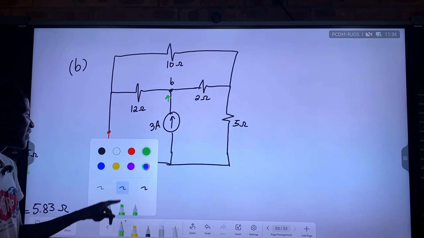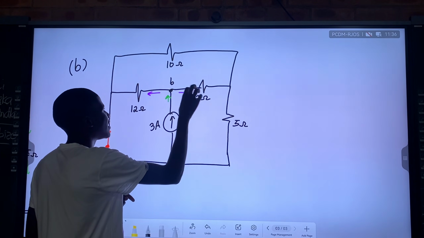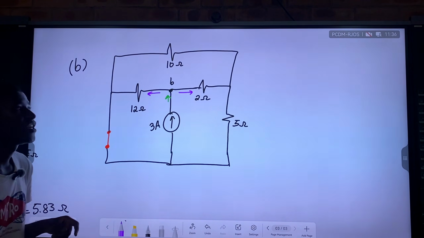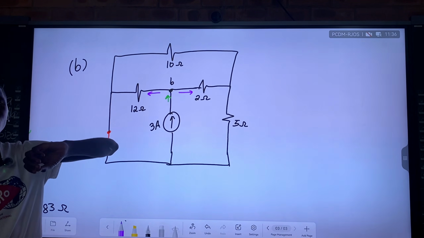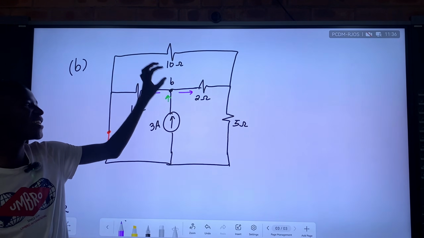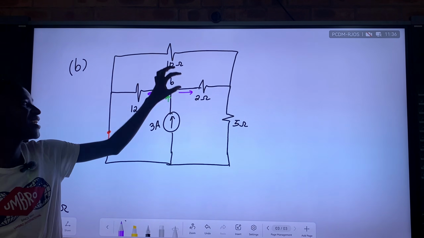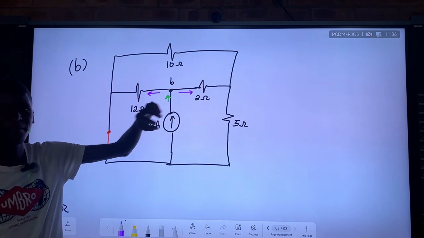Some of it will go to that 12 ohms resistor, some of it will go to that combination, the 2 ohms and 10 ohms and 5 ohms together. So in other words, we can say this 12 ohms is in parallel with the 10, 2, 5.